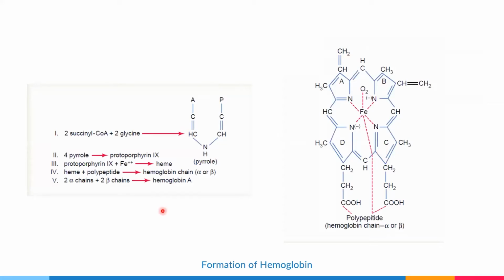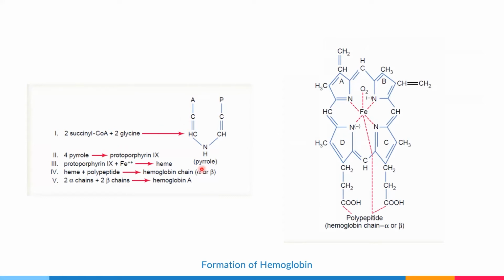Next, we move on to formation of hemoglobin. We know hemoglobin is the chief protein complex that acts to carry oxygen from the lungs to the tissues and is a chief constituent of the RBCs. But what exactly is hemoglobin? Hemoglobin is a polypeptide which has iron bound to it.